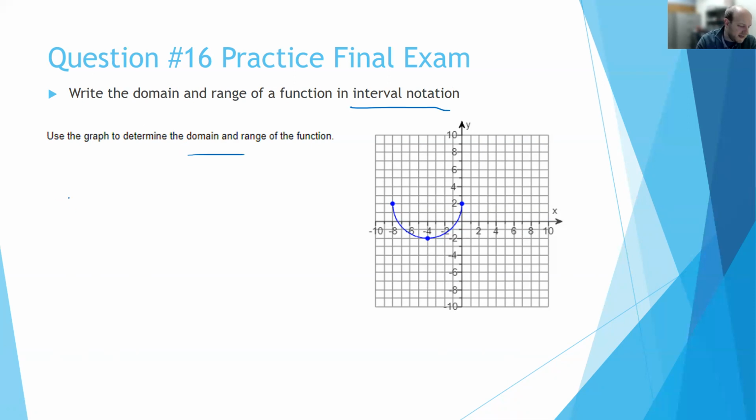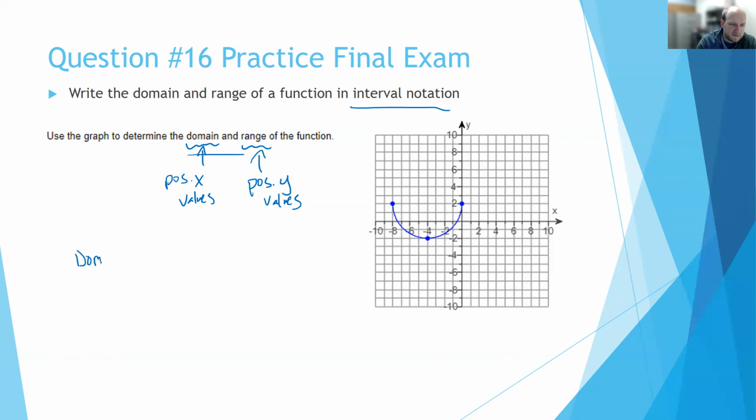So remember, domain is any possible x values a function can be. The range is any possible y values. So this is our function here. It stops right here at -8, 2, and it stops here at 0, 2.